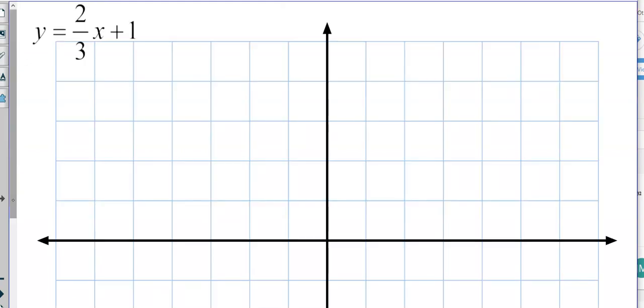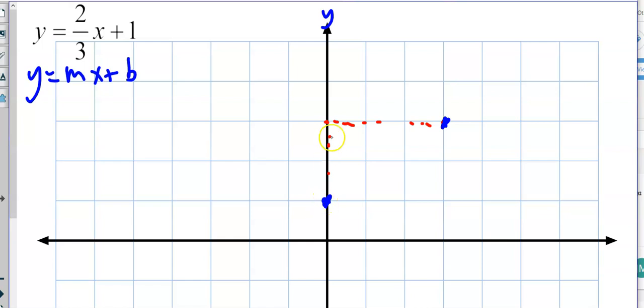Okay, so let's start with something basic here like this one. So always start with the y-intercept. Remember slope-intercept form is y equals mx plus b. B is your y-intercept. So in this case, the y-intercept, this is the y-axis, is 1. So I'm going to plot that point, that y-intercept. The slope is positive 2/3, which means I go up 2, over to the right 1, 2, 3, and make a point.